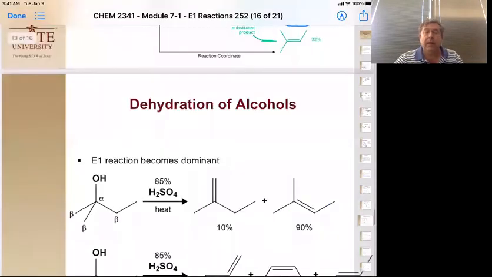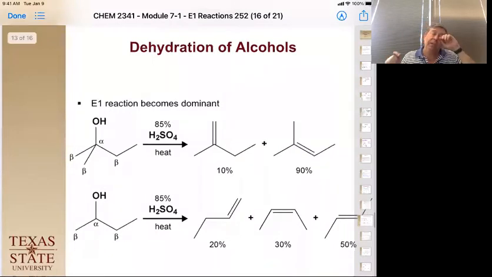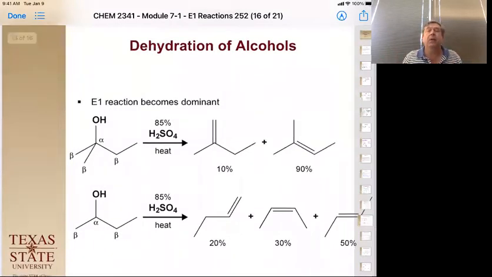So let's use this to our advantage and change the mechanism slightly. What we're going to do is, instead of using the halogen as the leaving group, we're going to make water a leaving group. And this is called dehydration of alcohols, but it undergoes some of the same mechanistic steps we saw in that E1 reaction. Okay, we just have to change what our leaving group is and what our base is. Okay, so let's talk about that.